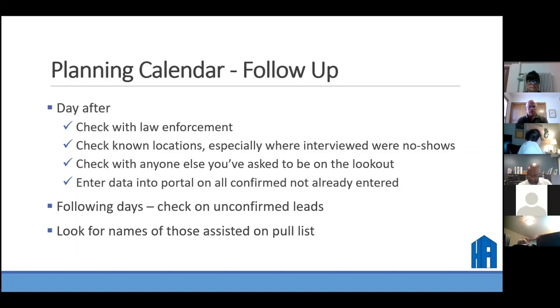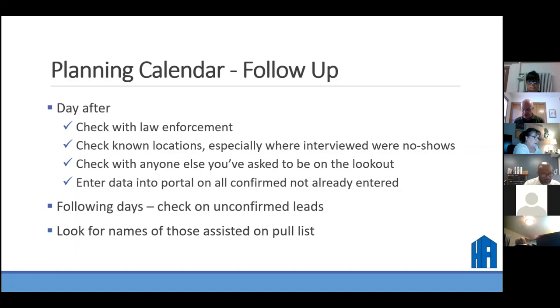And then you start to enter the data in the portal, which is going to be explained in the ICA training, the data that you've collected on paper. And for following the unconfirmed leads, that's anyone who's indicated they might be unhoused that night, or who knew someone who might have been, just to check to see what the situation was actually on the 28th.